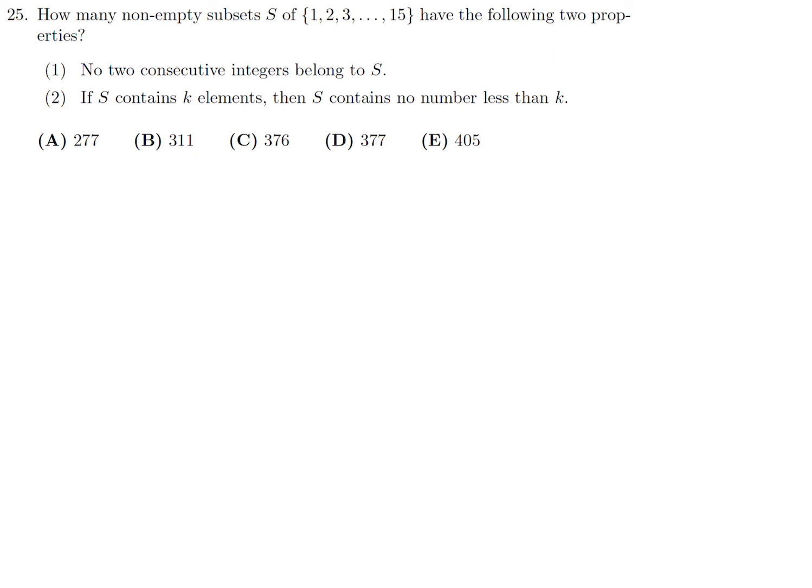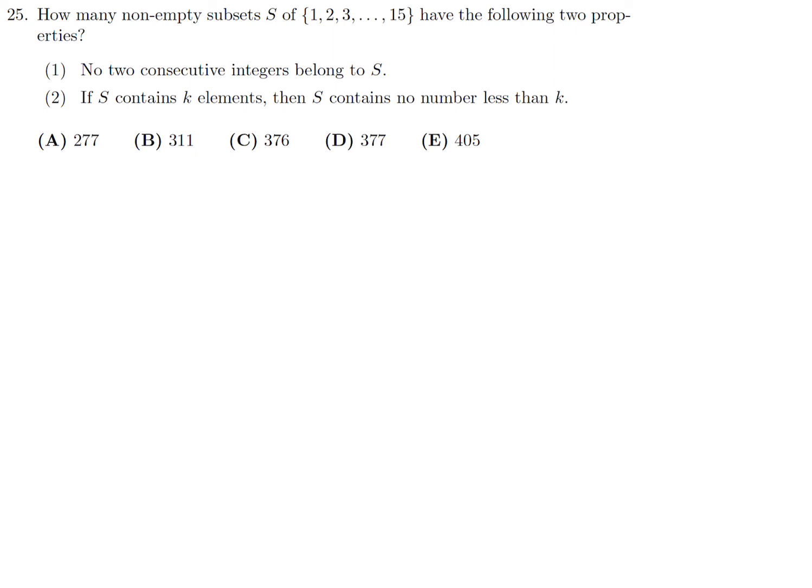How many non-empty subsets S of {1, 2, 3, ..., 15} have the following 2 properties? Number 1, no 2 consecutive integers belong to S. Number 2, if S contains k elements, then S contains no number less than k.